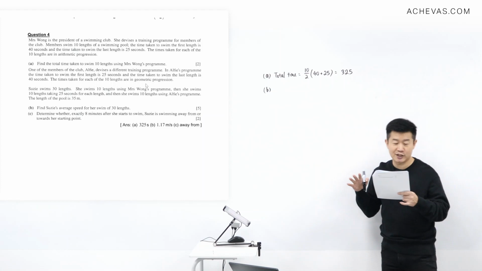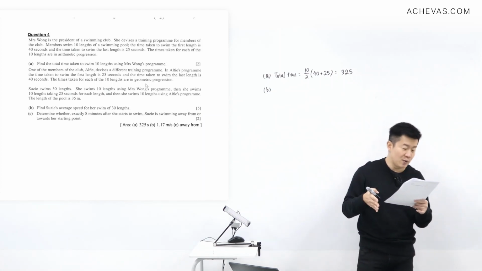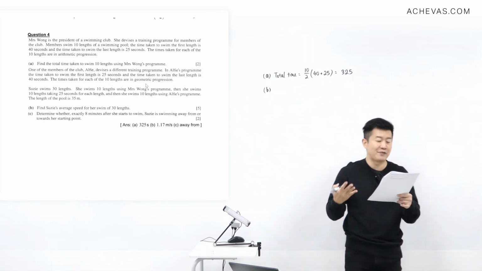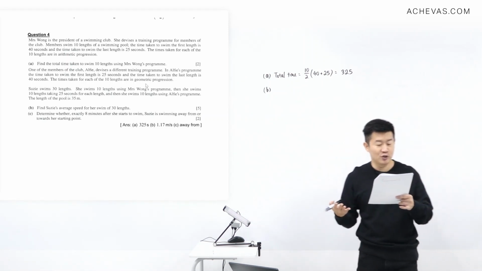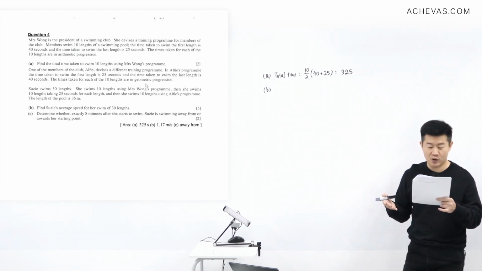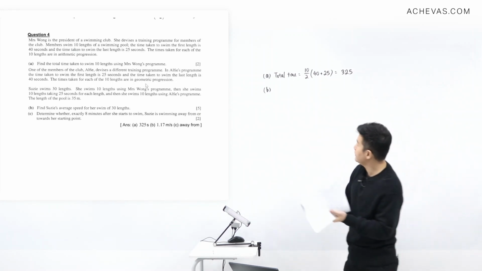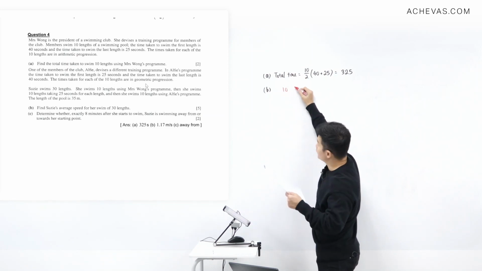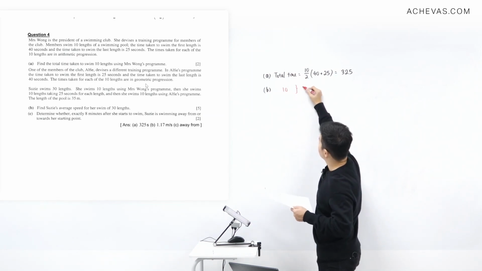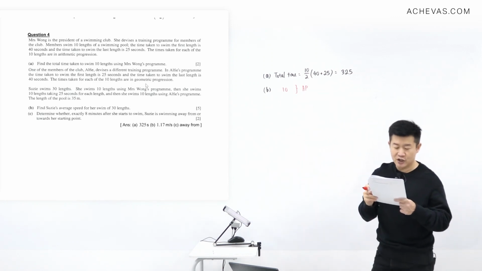But in B, we are not just looking at the program devised by Mrs. Wong and also Alfie. We are also looking at what Susie has devised for herself. Susie is going to be swimming 30 lengths. The first 10 is going to be following Mrs. Wong's plan. So for the first 10, let me write it down in red color, it is going to be following the AP. And then for the next 10, she's going to be swimming 10 lengths and taking 25 seconds for each length.